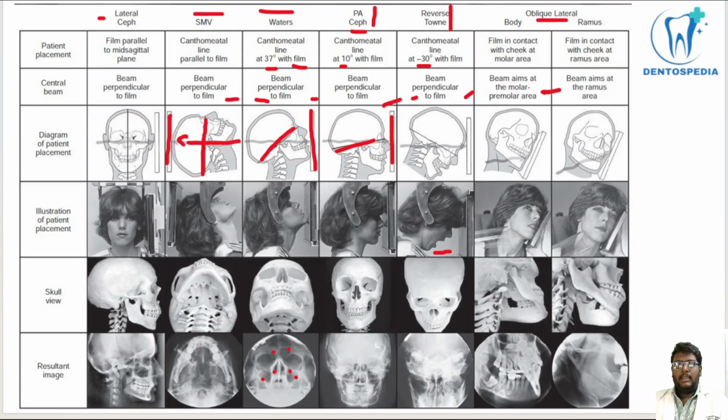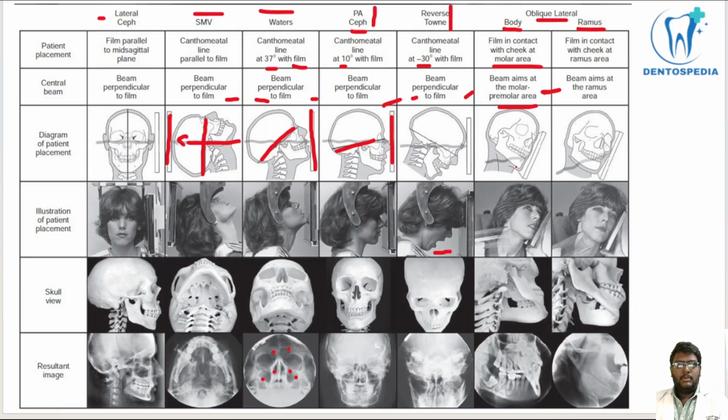Okay, and coming to the oblique lateral projections, we have mainly two techniques involved. When we need to see the body of the mandible, we use this kind of technique, and if the point of interest is the ramus of the mandible, we will use this other technique. For the body of the mandible, we should place the film close to the contact. We should keep the film in contact with the cheek at the molar area, and the beam is projected towards the film, and here the beam is aimed at the molar and premolar area.